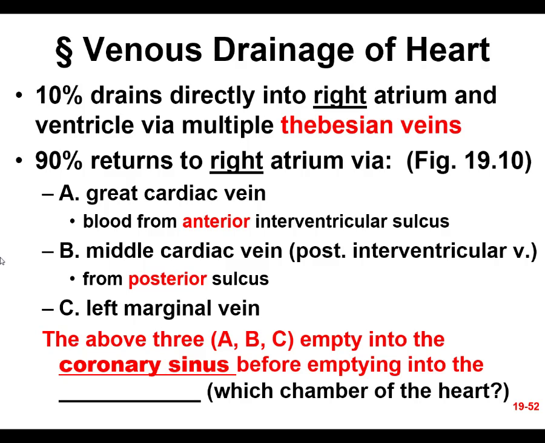So you have three vessels that take 90% of the blood, and then 10% goes directly into the right atrium. The 90% comes from the great cardiac vein, the middle cardiac vein, and the left marginal vein. That's what I want you to remember. 10% goes directly into the right atrium from the Thebesian veins, and 90% from those other three veins, and then it has to empty into the coronary sinus before it goes to the right atrium.